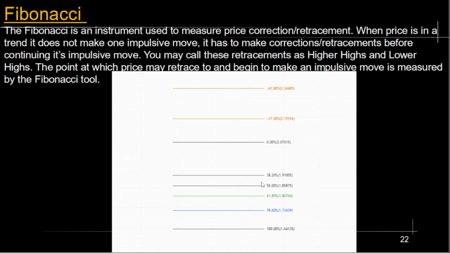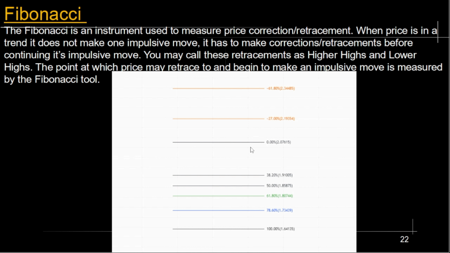The high probability levels are the 50% level, the 61.8, and the 78.6. We have the golden zone where price mostly comes to retrace, which is the 61.8 and the 78.6. When price comes to retrace in between these levels or at this level here, it has a high probability of continuing with its trend direction.